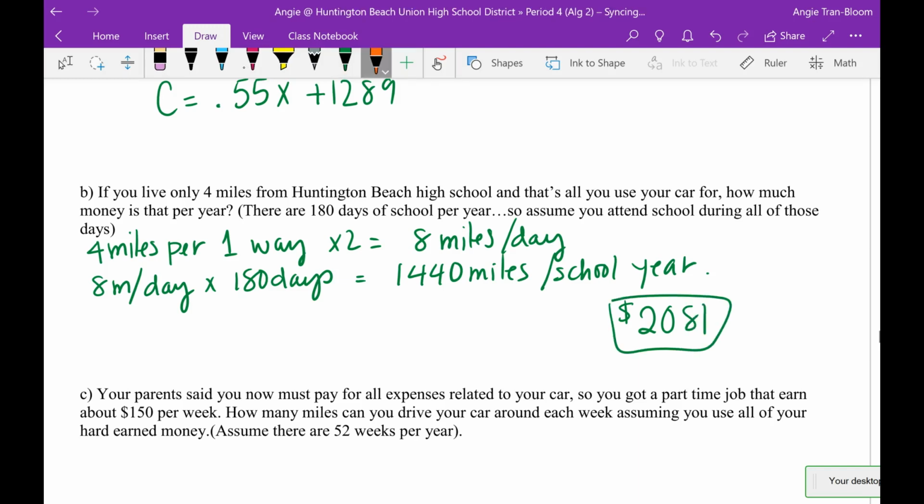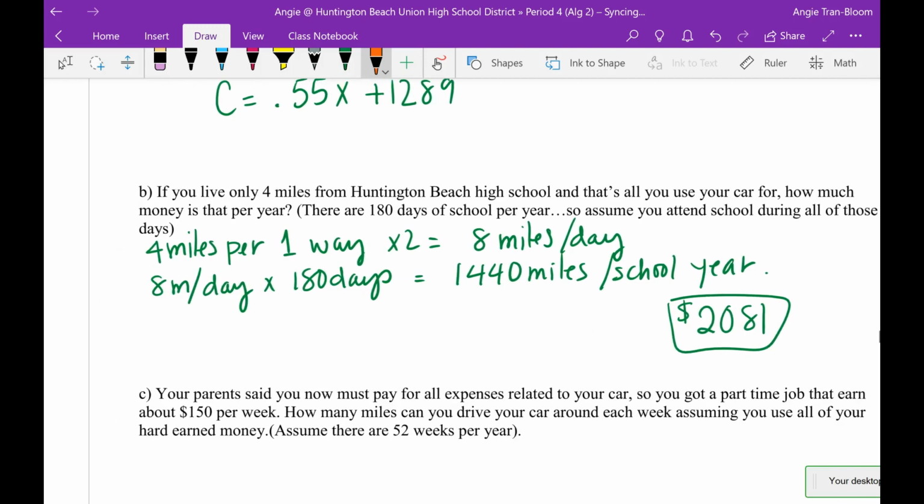How did you figure that out, Matt? Well, that is 180 days times 2 because you have to drive back and forth, times 0.55, which is the cents per mile, and then times 4 for the miles you go each way. Very good. And I added the fixed cost. So Matt got that. Someone confirm?